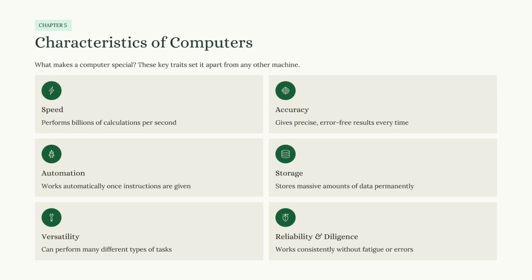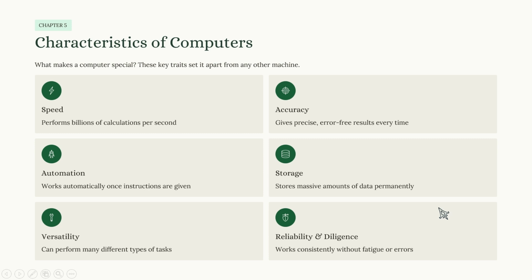The first characteristic is speed. Computers can perform billions of calculations within seconds. The second characteristic is accuracy. If the input is correct, the computer produces accurate results. The third characteristic is automation. Once instructions are provided, a computer can complete tasks automatically. The fourth characteristic is storage. Computers can store large amounts of data for future use.